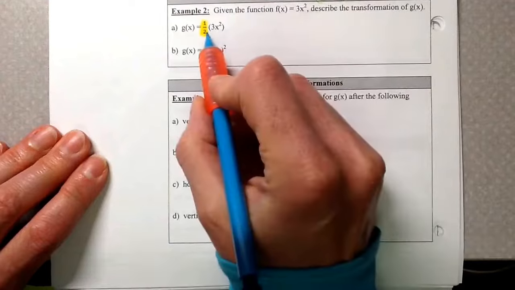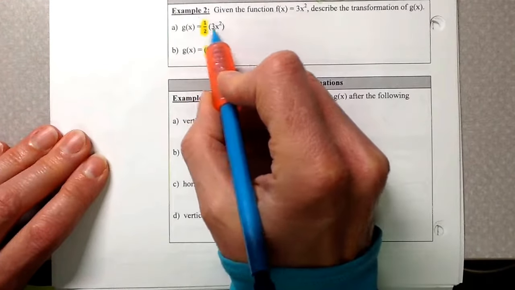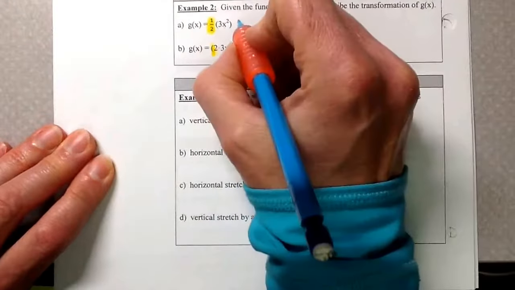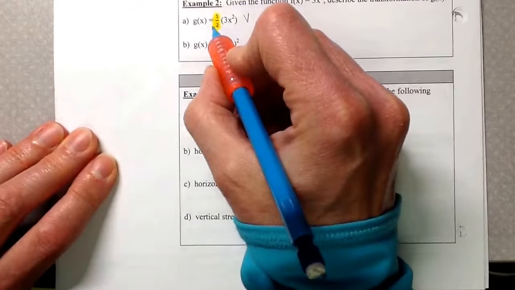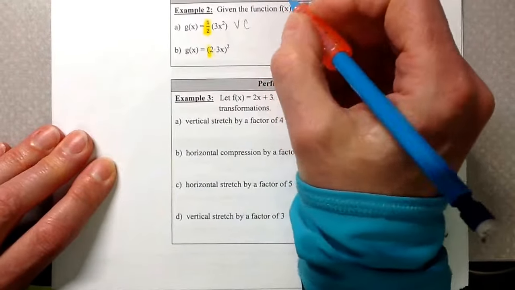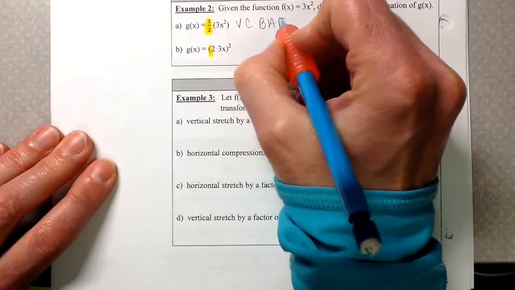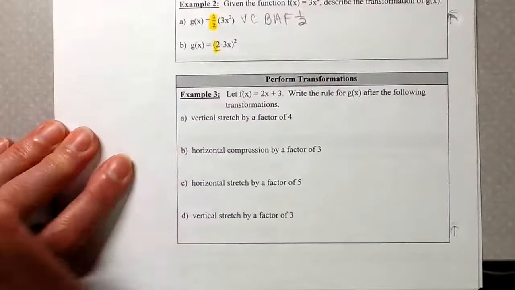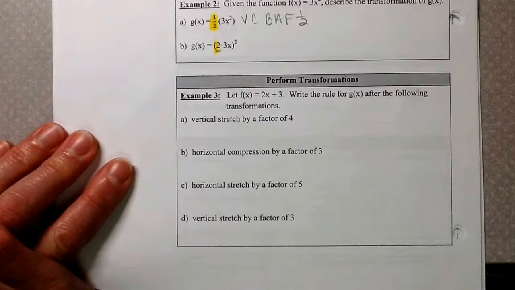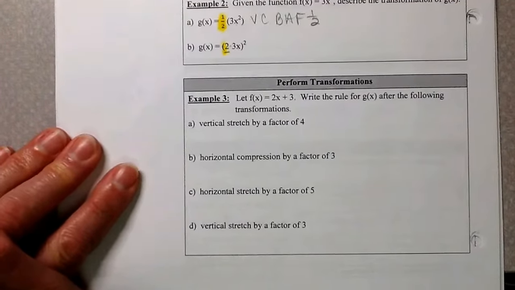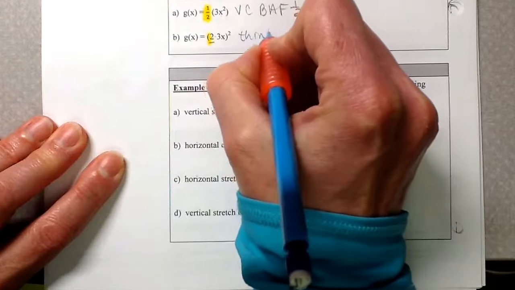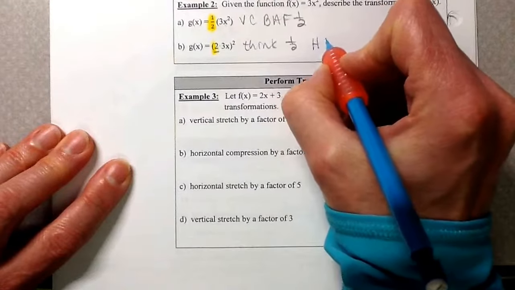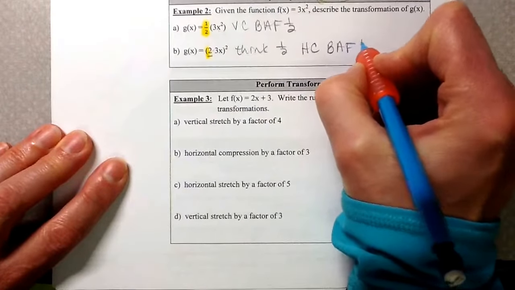Okay, so now this is not in the horizontal house. So if it's not in the horizontal house, which has the x inside, then it has to be vertical. The number is in between 0 and 1, so that means it's going to be a compression. And then we just say by a factor of 1/2. Now we're in the horizontal house, and we have the number 2. So because we're in the horizontal house, we have to take the reciprocal, which means we need to think 1/2. So it's between 0 and 1, so it's going to be a horizontal compression by a factor of 1/2.